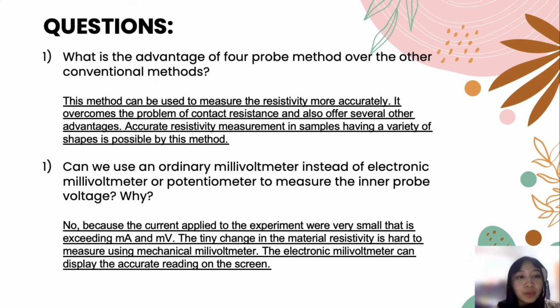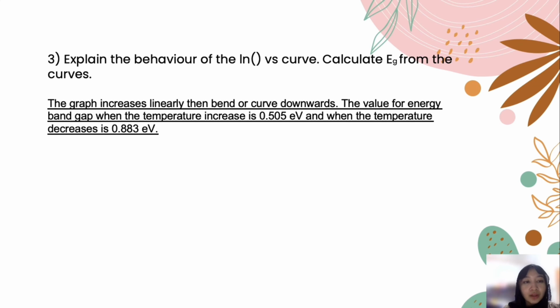The next one: can we use an ordinary millivoltmeter instead of an electronic millivoltmeter? We cannot use the ordinary millivoltmeter because the current applied in the experiment is very small, in the milliampere range, and an ordinary millivoltmeter cannot measure it. The third one: explain the behavior of the ln rho versus 1/T curve.